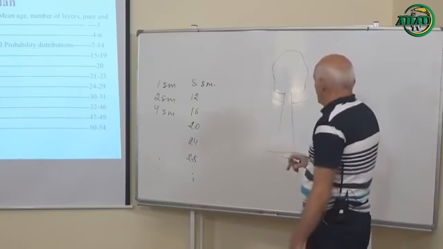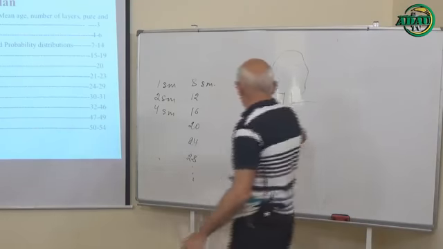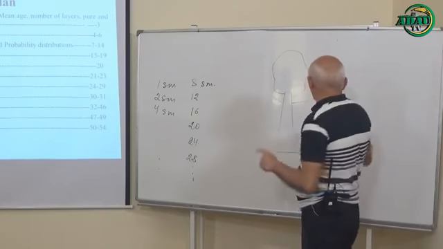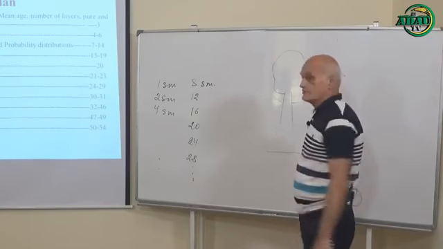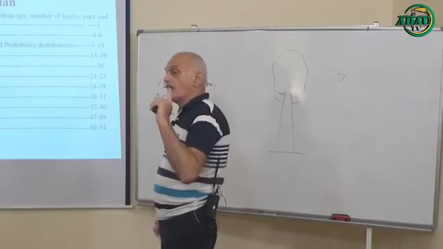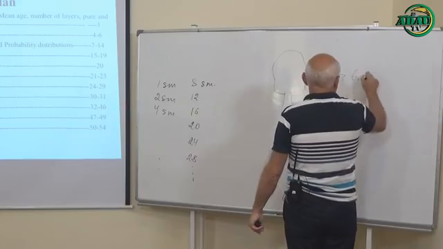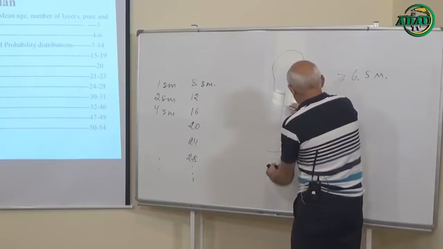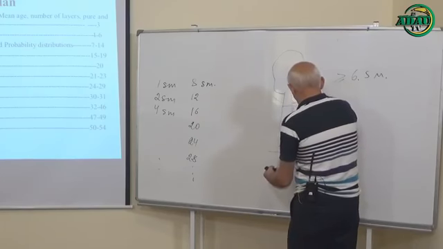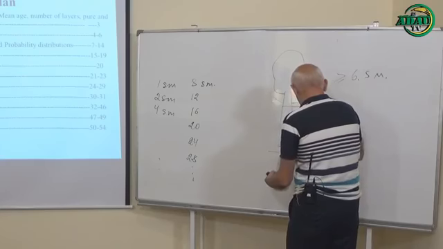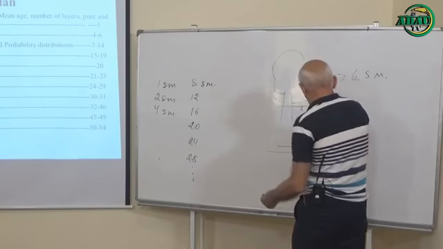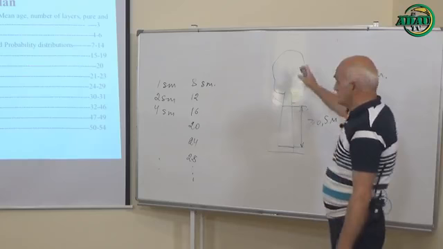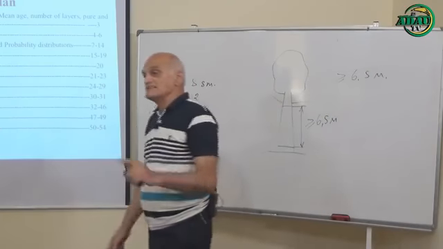If the length of the timber trunk is equal to or more than 6.5 meters, then such trees are always named business wood.